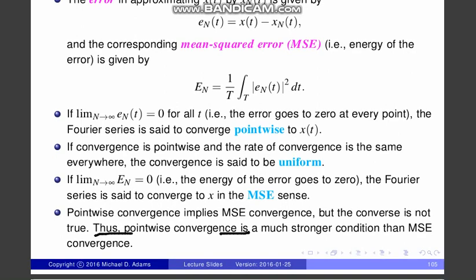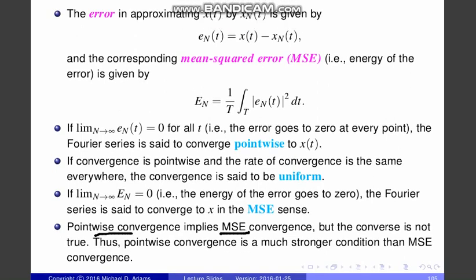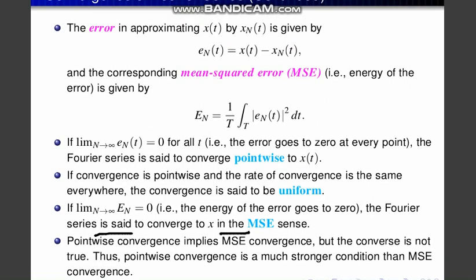But the converse is not true. Thus, pointwise convergence is a much stronger condition than MSE convergence. In MSE convergence, no energy is lost. But the main thing is that pointwise convergence is the more appropriate sense of convergence.